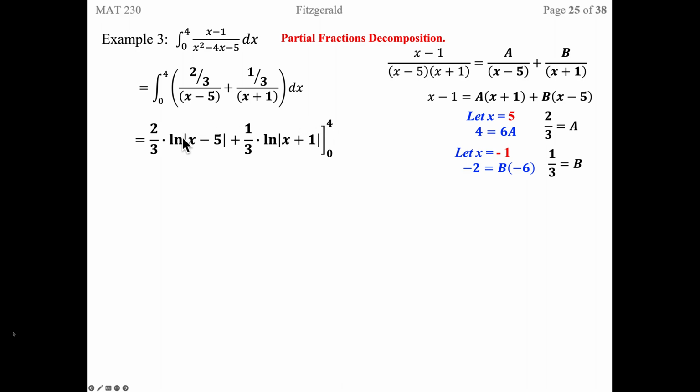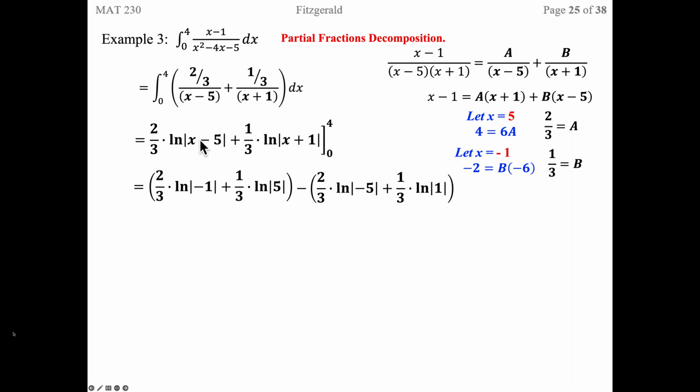So let's plug in a 4. We're going to get natural log of 4 minus 5, which is negative 1. But don't worry, we're just going to take the absolute value of that, which makes it a positive 1. And 4 plus 1 is a 5. So we're all good. You can change this to a positive 1 if you want. 6 of one, half dozen of the other. Minus, now we put in the 0. 0 minus 5, that's the absolute value of negative 5, which will become positive 5.